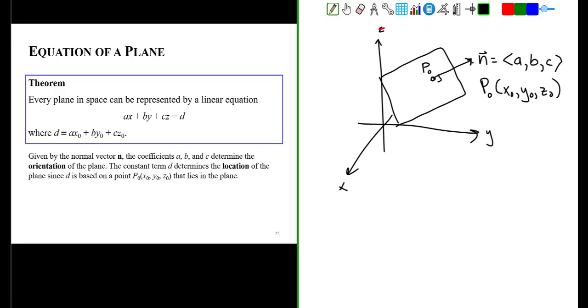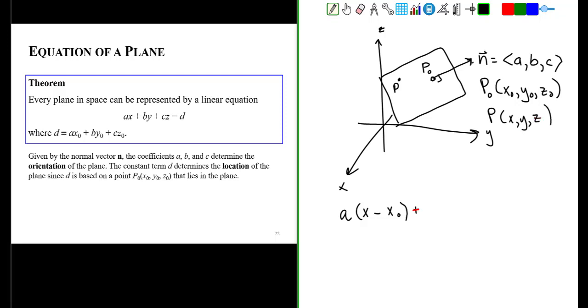Given a point in the plane and a vector normal to the plane, we have seen that the standard form for an equation of a plane is given as the x component of the vector normal to the plane times the difference between the x coordinate of a point on the plane and the x coordinate of another point we're interested in. We will call this point P, an arbitrary point in the plane, with coordinates x, y, and z.